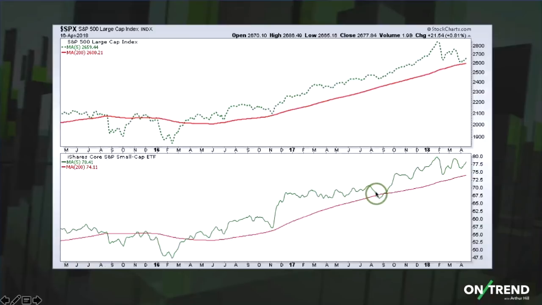You can see IJR crossed below, that 5-day SMA crossed below in August, right? Whereas the S&P 500 stayed above, and that didn't break the market. The small caps were relatively weak all during this period, but that didn't break the market. The S&P 500 continued higher. And as long as the S&P 500 does well, we're all right as far as the market is concerned, the broad market environment.